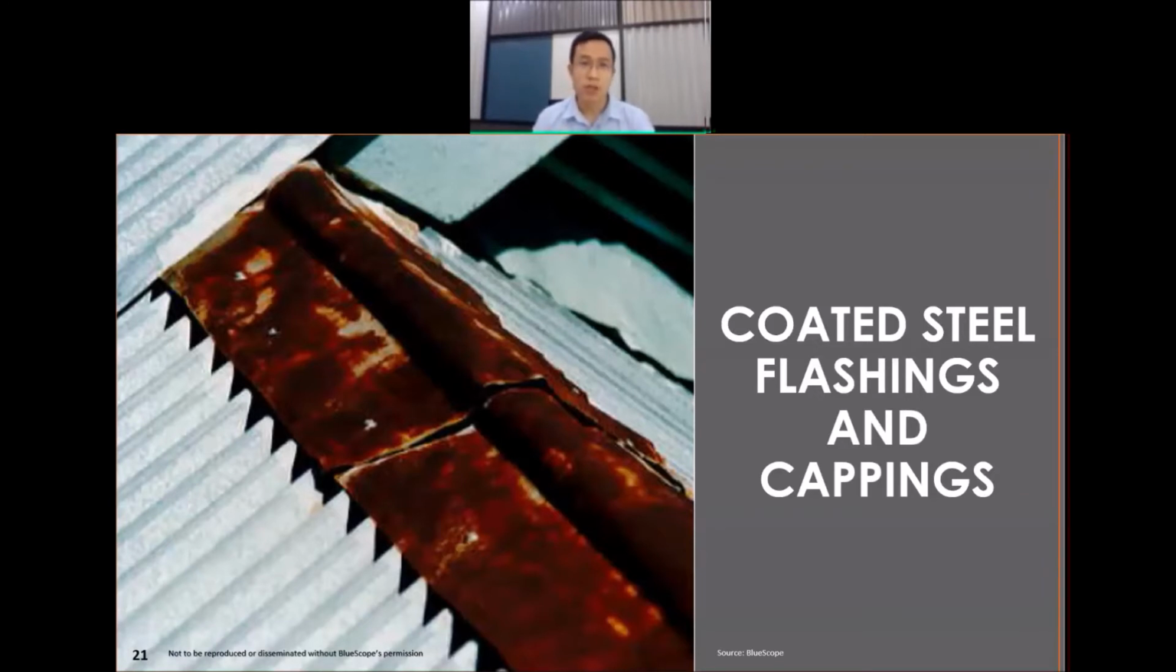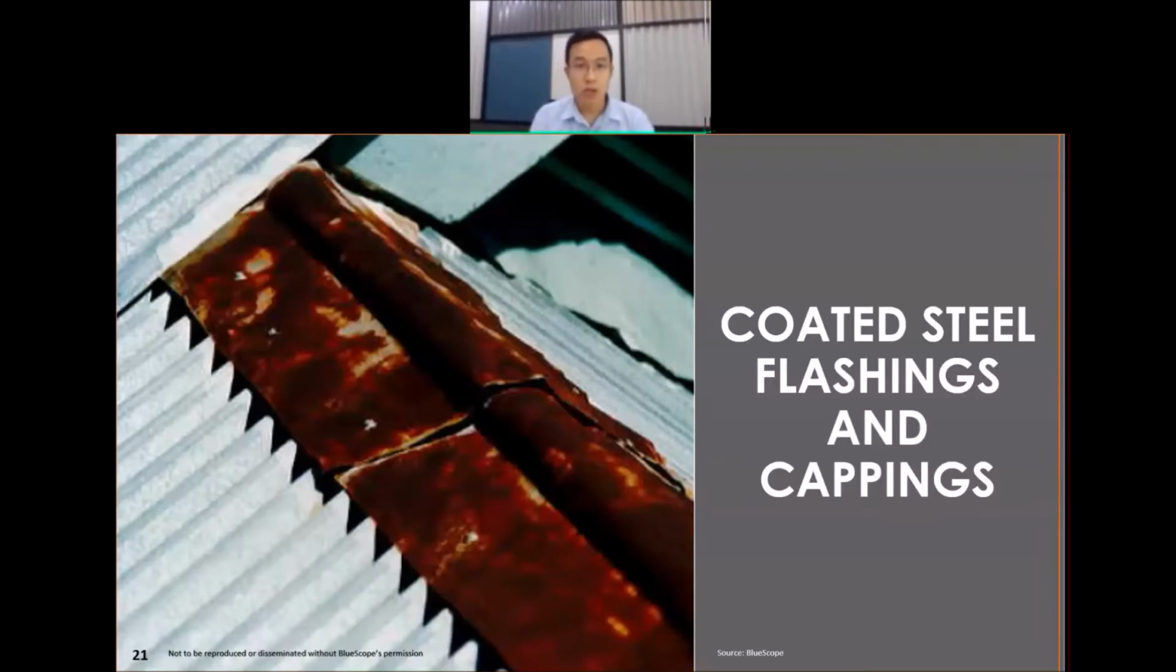But because it is a smaller component of the building, not a lot of people prioritize it in terms of selection. So in the specification stage, normally it is neglected. What will happen is that it is as generic as possible, and you end up with a flashing and capping that do not perform as well as the steel cladding as a whole. So this is one example by itself.